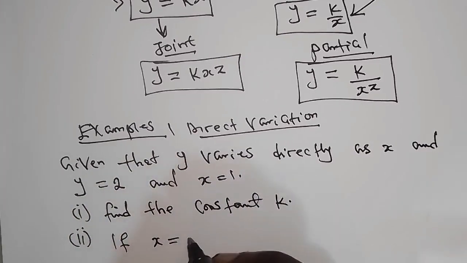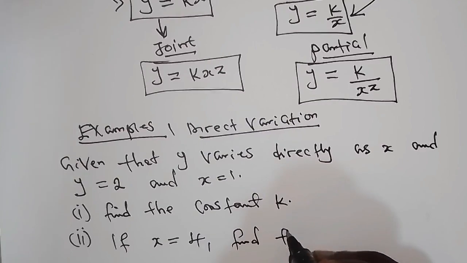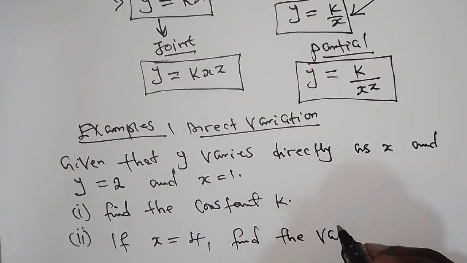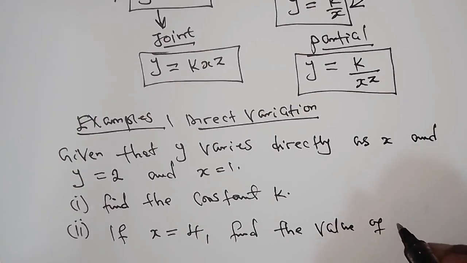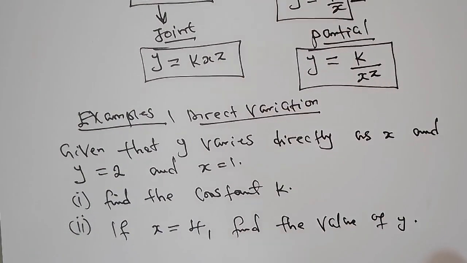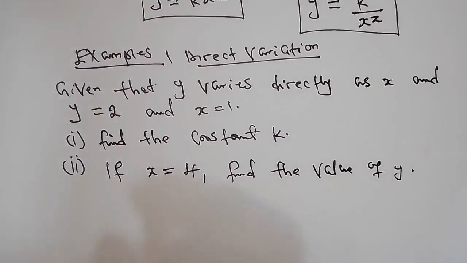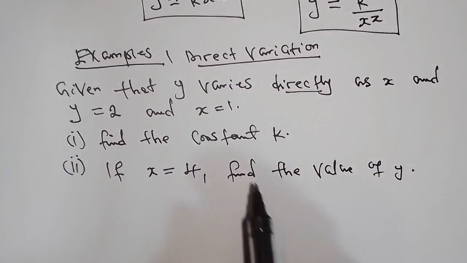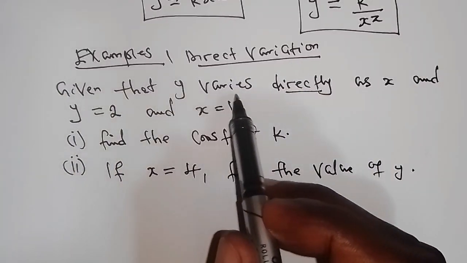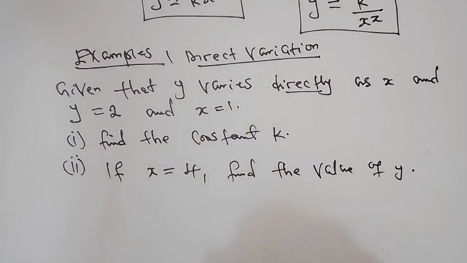If x is equal to 4, find the value of y. Okay, so what you need to understand there is how you can go about this one. So remember, this is a direct variation. Since they have said, given that y varies directly as x, and y equals 2 and x equals 1, find the constant k.